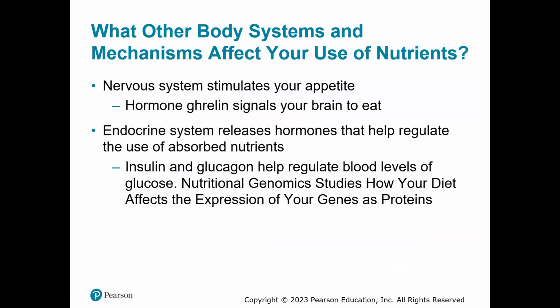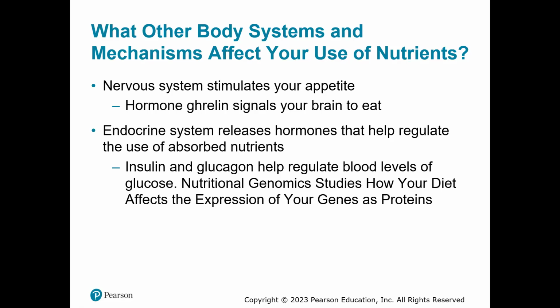All right. Other body systems and mechanisms that affect our use of nutrients. The nervous system is obviously kind of in charge of everything in our bodies. It's the fast-acting control system. So our nervous system can stimulate our appetite as well. The hormone ghrelin signals our brain to say, oh, I'm hungry, and to go out and seek food and get food to eat.